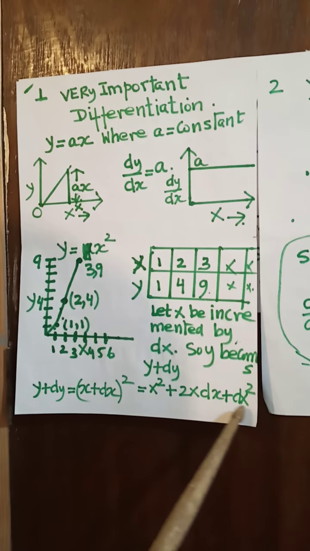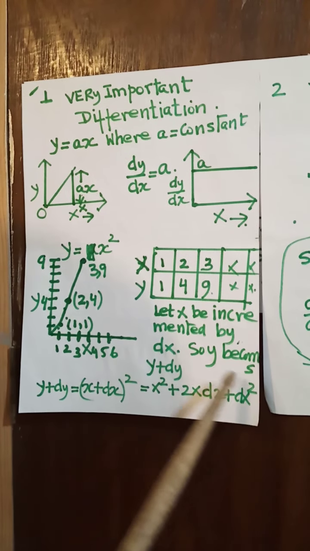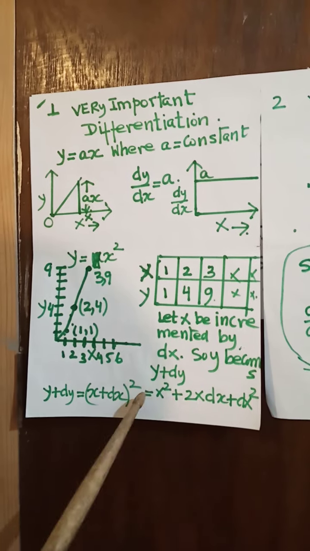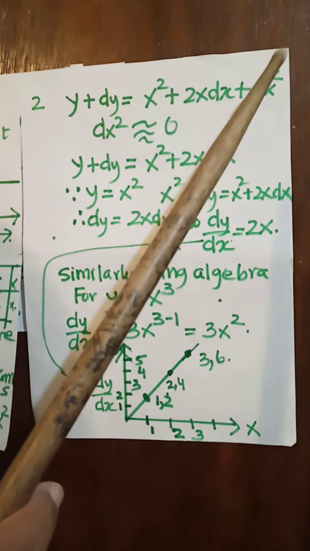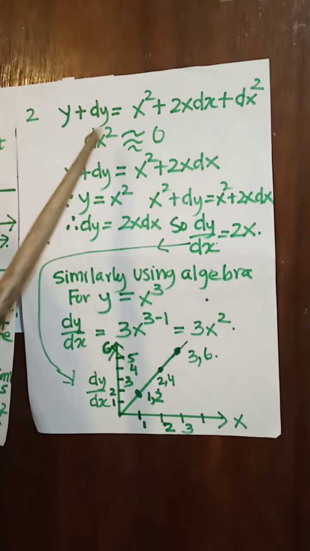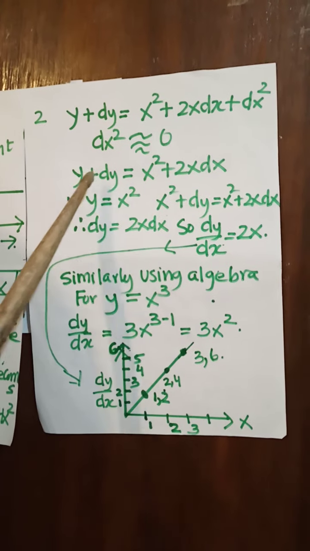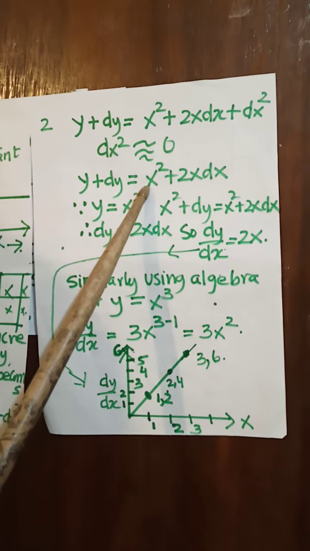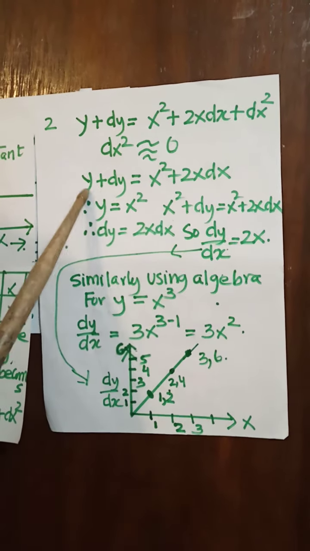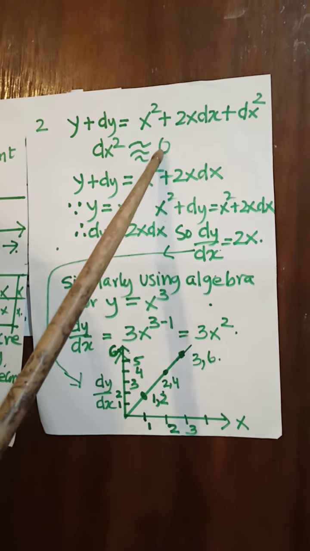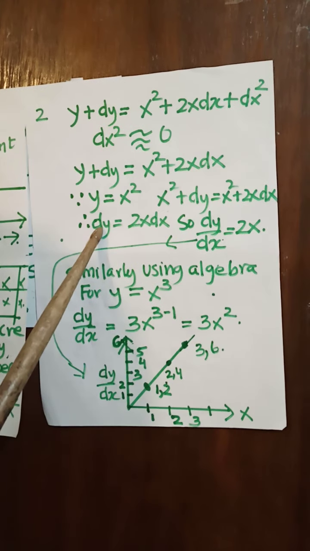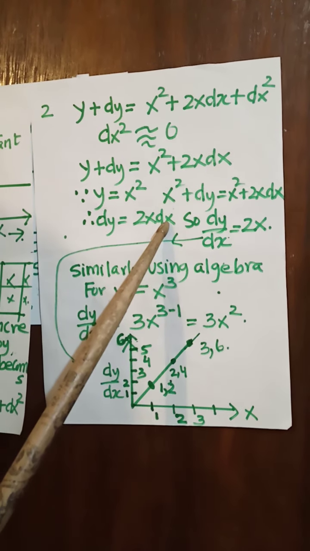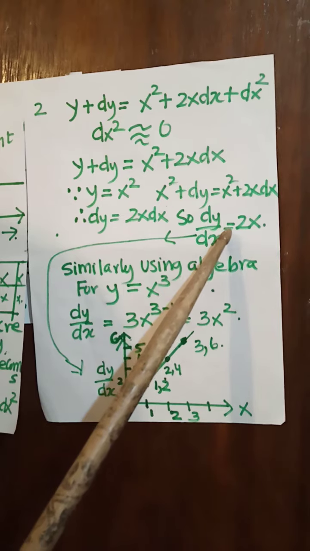This is why the algebra that you did in classes 8, 9, 10 will be very important to remember. So y plus dy equals x squared plus twice x dx plus dx squared. And dx squared is so small, as I told you once, that it is 0. So y plus dy equals x squared plus twice x dx. But what is y? y is x squared. So x squared cancels, and you have dy equal to twice x dx. So dy/dx is twice x.